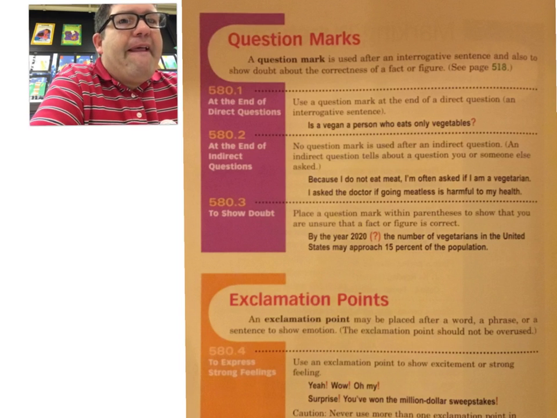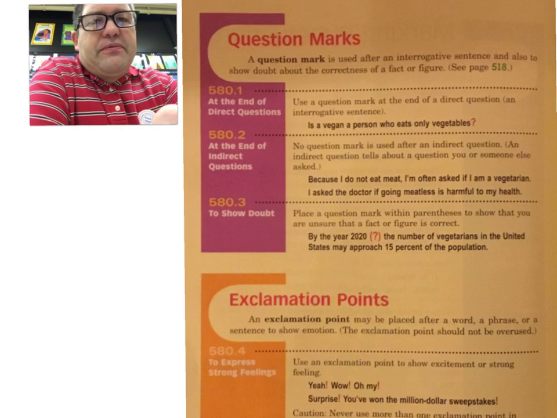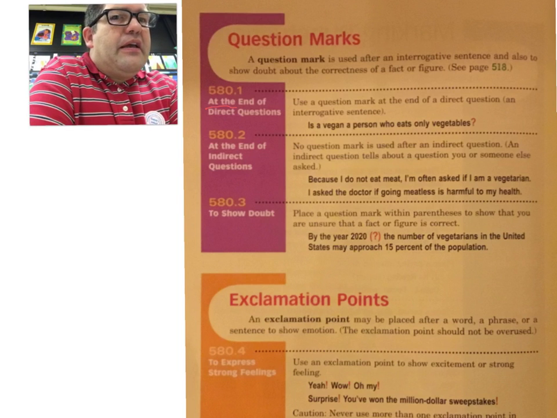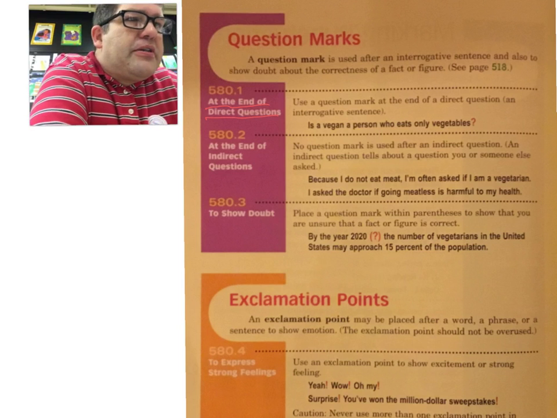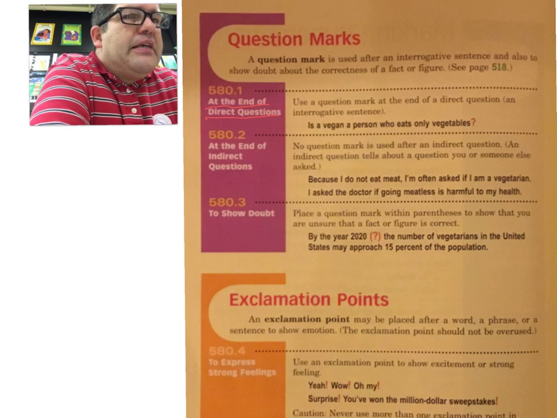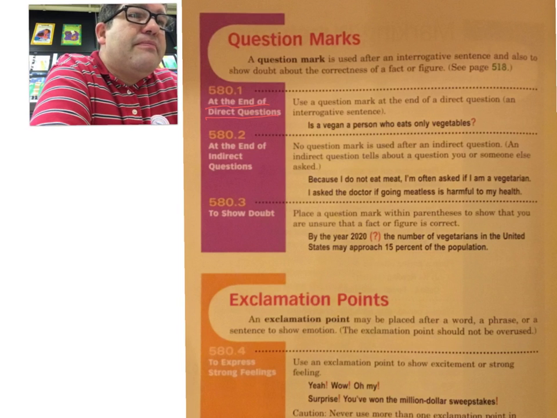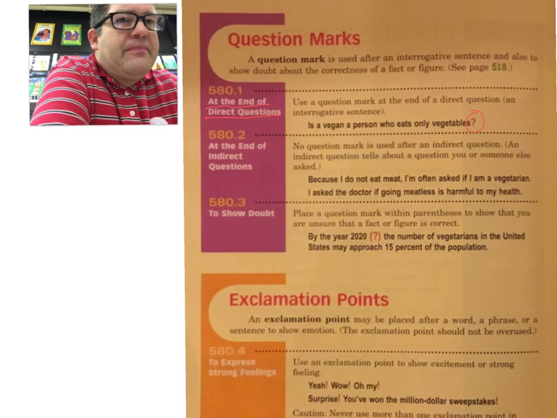Okay? So, let's look at this first one here. At the end of a direct question. Use a question mark at the end of a direct question. So it says, "Is a vegan a person who eats only vegetables?" So you put a question mark because you're asking a question.